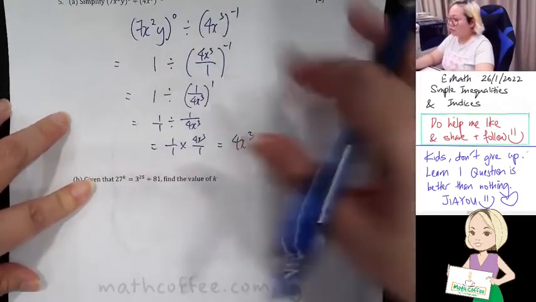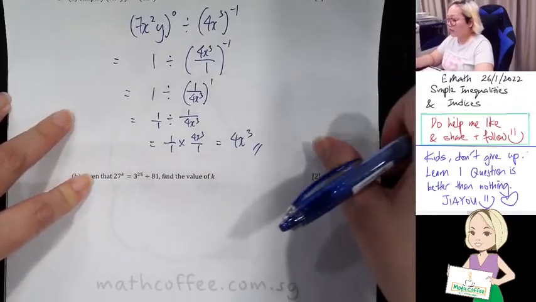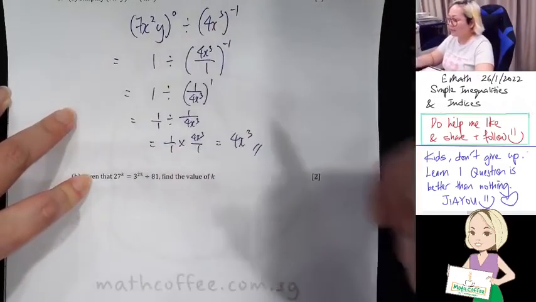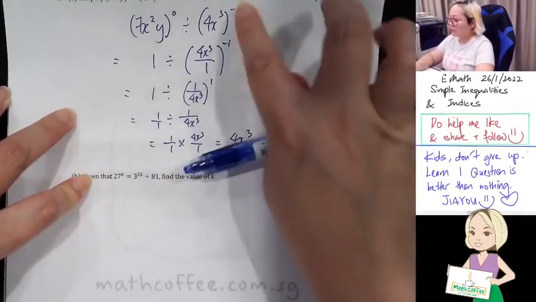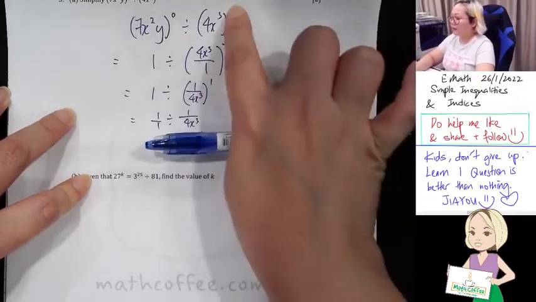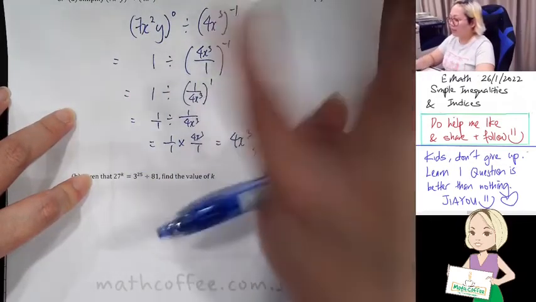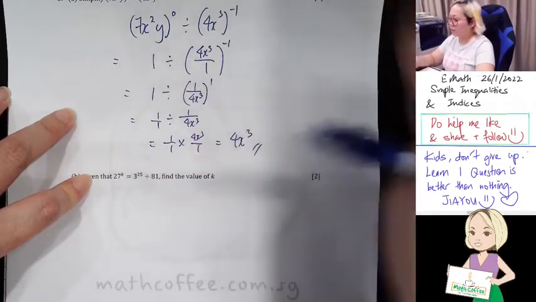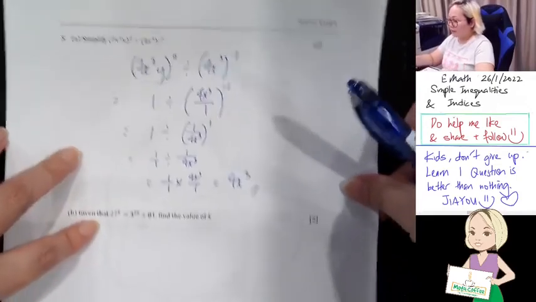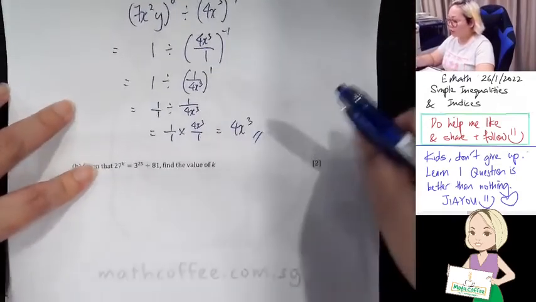Okay, so if you notice, indices is actually just applying the rules step by step. And if you notice, I always settle the power first. Always settle the power, then after that is the negative index, and then see how you're going to do it. So basically, I covered all the laws of indices today already.